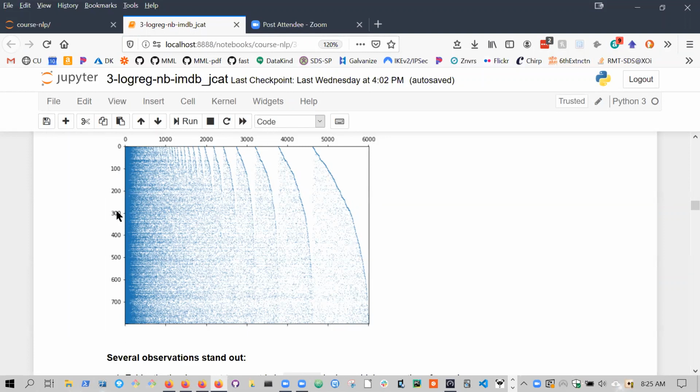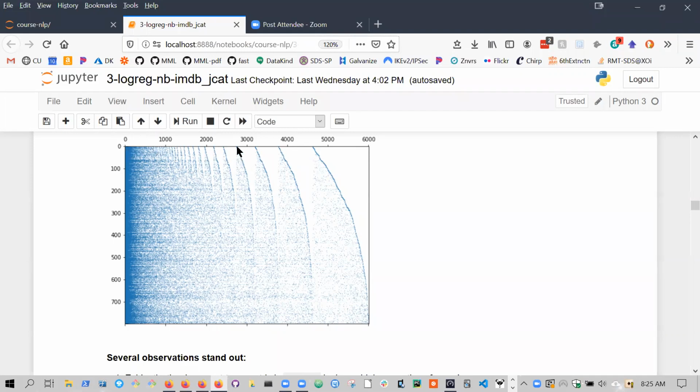The index along the y-axis here is the document number, and the index along the x-axis is the term number, or the token number in our dictionary. So it has a length of 6,016. It goes from 0 to 6,015. Does that make sense? So each column is the terms.